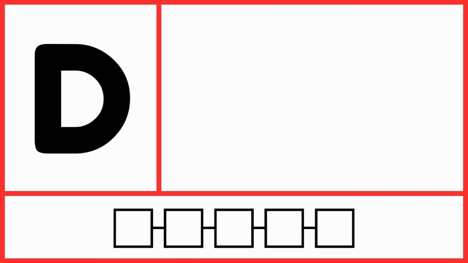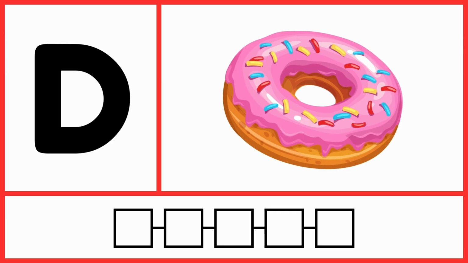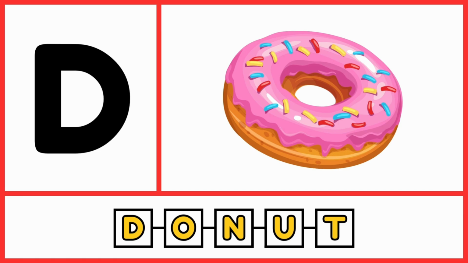D. D is for donut. Let's spell it. D, O, N, U, D. D is for donut.